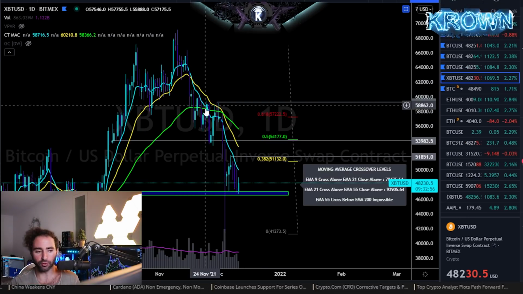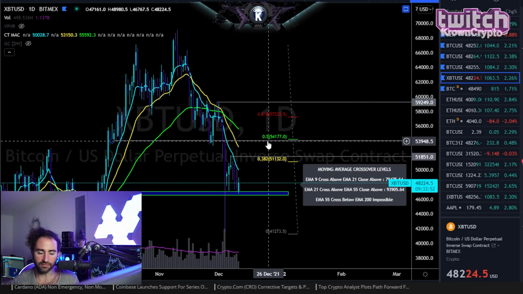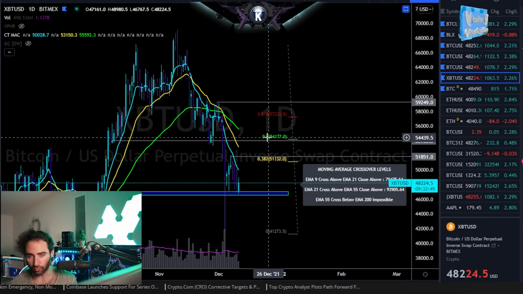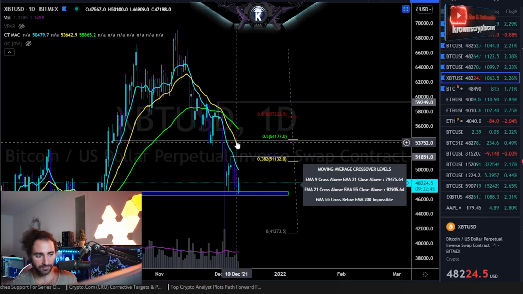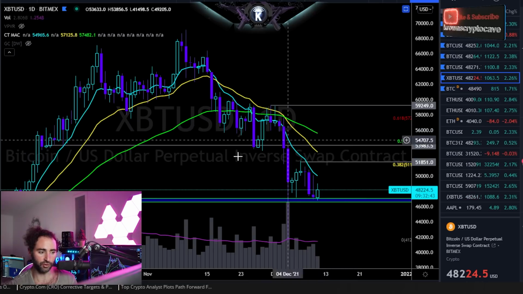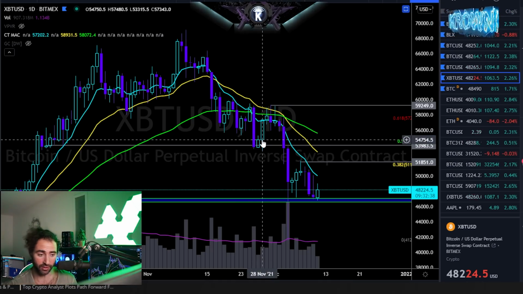Well, I'd want to see Bitcoin again, in the same vein as yesterday, come back and pop back above the $54,000 level. Why is that level relevant? It's a 0.5 Fibonacci retracement right there. And more importantly, it is your structural breakdown region from your October and your more recent November consolidations right here.